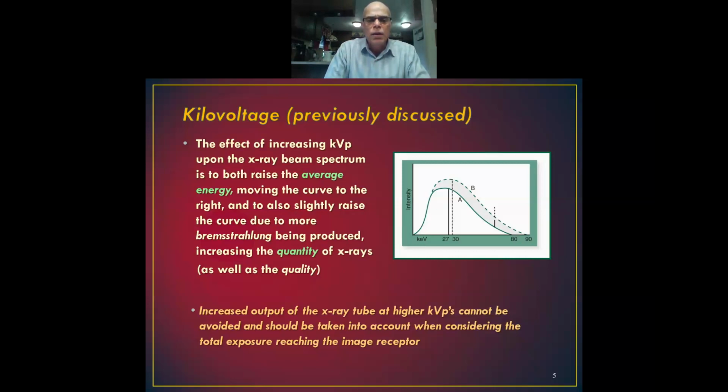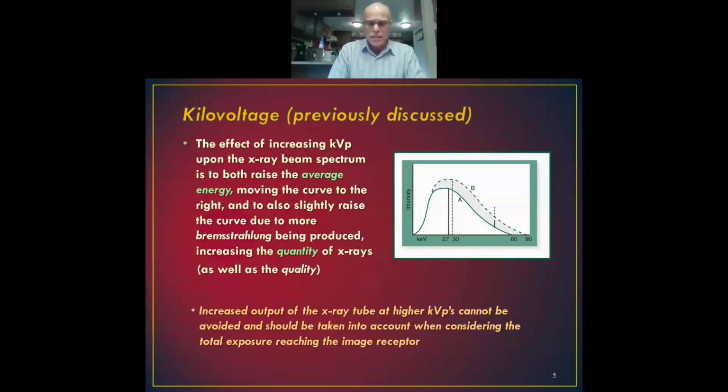It says the increased output of the X-ray tube at higher kVps cannot be avoided and should be taken into account when considering the total exposure reaching the imaging receptor. What is that saying? That's telling us that as we increase our kVp, we have to keep in mind that both the quantity and the quality of the X-rays are increasing.